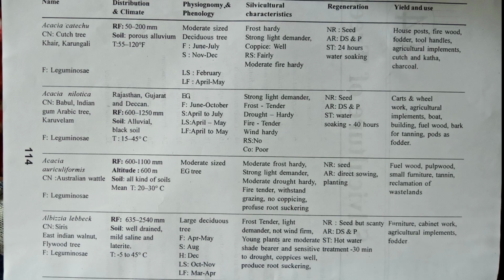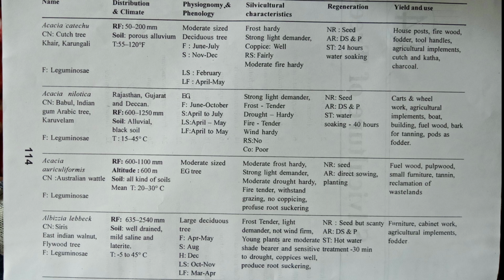See, you can find Albizia lebbeck down there in the last row. Its common name is cerise, or you can call it East Indian walnut or flywood tree. It belongs to a family called Leguminosae, and it's distributed from 635 to 2540 millimeter. Soil is well drained, mild saline and laterite. Temperature is from -5 to 45 degrees Celsius.